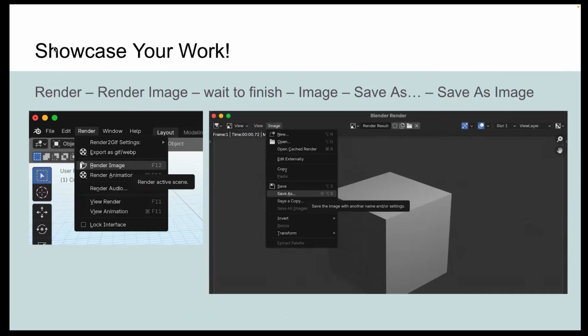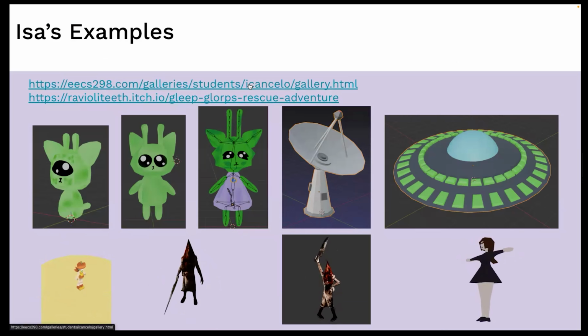To showcase your work, you can render an image. So you go to render at the top, render image, and then it'll load. You'll have to wait until it's finished loading, and then you save as an image or whatever else you want to do. You can do animations too, PNGs and stuff.